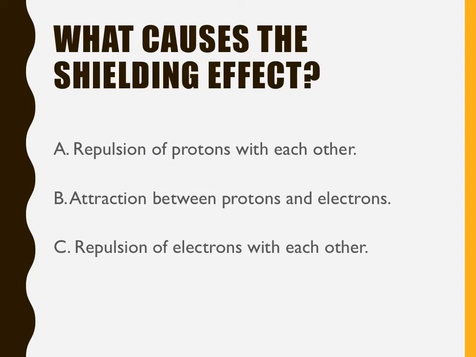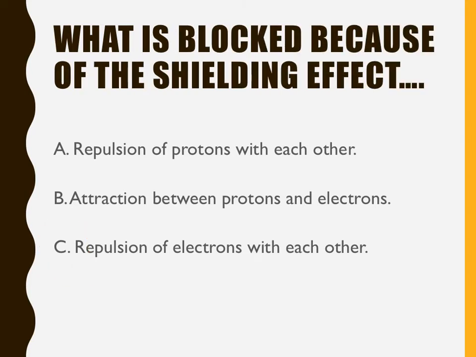What's responsible for the shielding effect? Meaning, what causes it? What is the problem? That would be the repulsion of the other electrons. What does the shield interfere with? What is the shield blocking? That would be the attraction between the protons and those outer electrons. So the problem is the inner electrons are repulsive, and the problem that they cause is an interference in the attraction between protons and electrons.